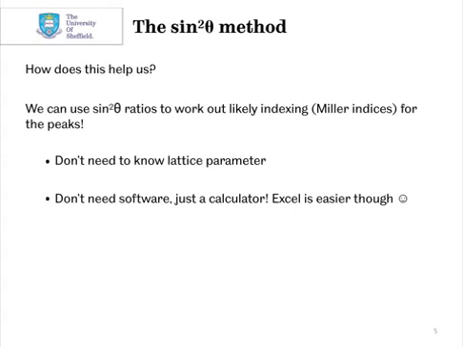So what we're going to do is use a method called the sine squared theta method. This will help us to work out likely indexing, or Miller indices, for the peaks that we've observed. The advantage of this method is that we don't need to know the lattice parameter, and we don't need to use any software, just a calculator. I use Microsoft Excel though, it makes it a bit easier.